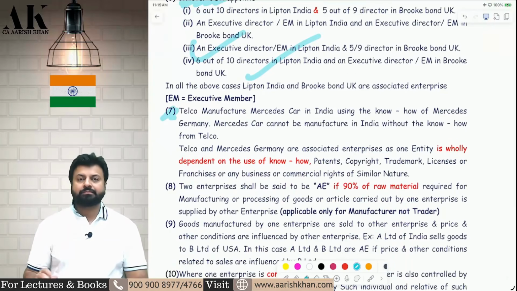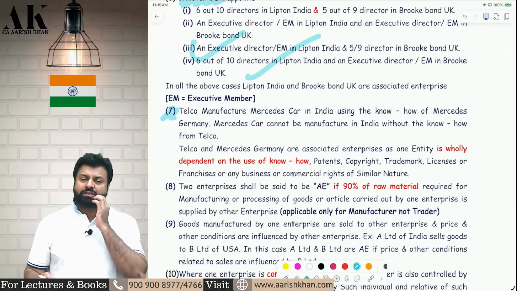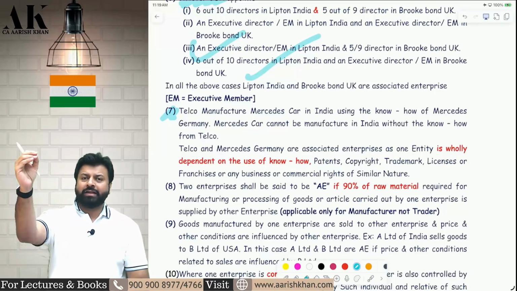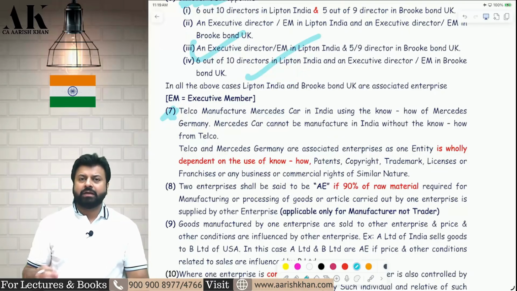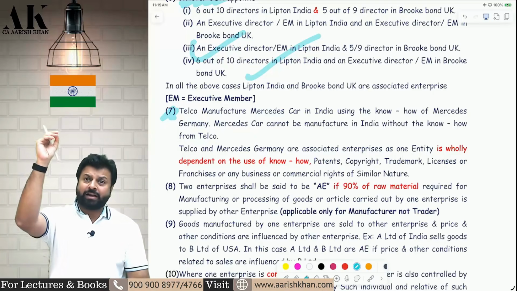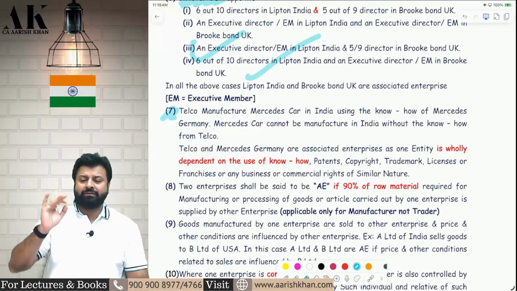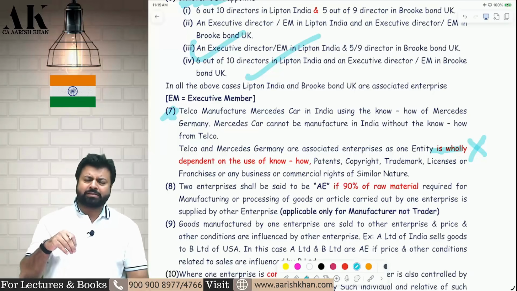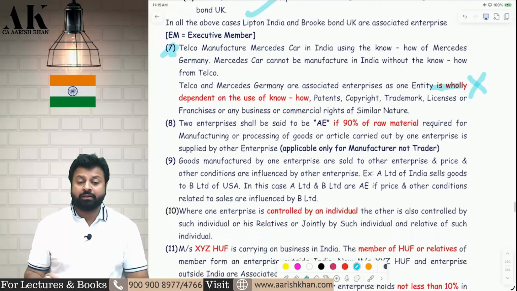Point number 7 talks about the situation where you are dependent on the intangibles of the other person. So if I am wholly dependent on the know-how, patent, copyright, trademark, license, franchise of another enterprise, then me and that entity will be deemed to be associate enterprise. But the dependency has to be wholly. If it is partly, then associate enterprise is not possible. To make associate enterprise possible, the dependency has to be wholly.